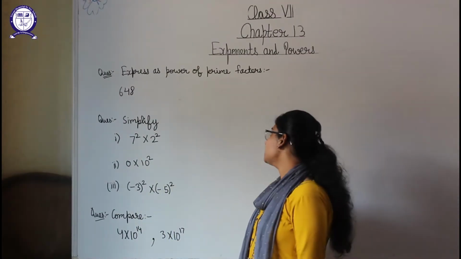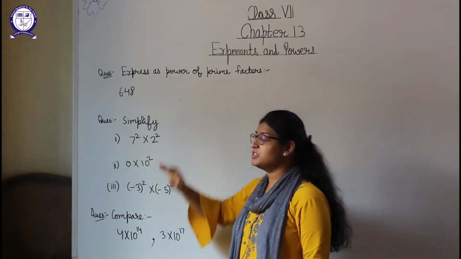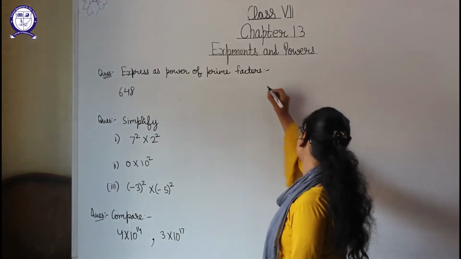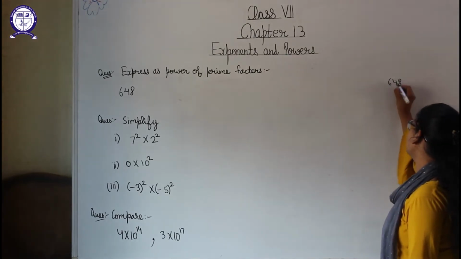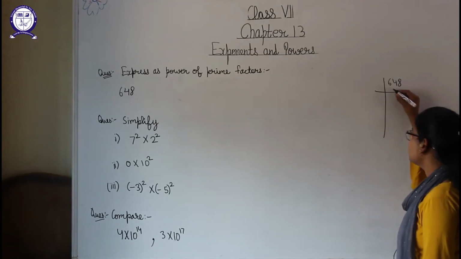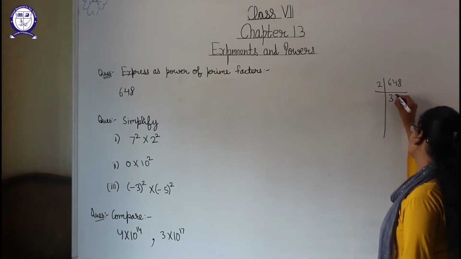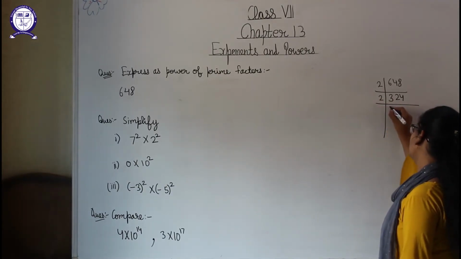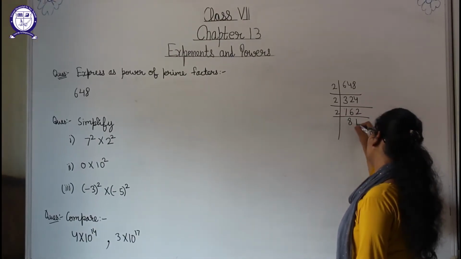So students, our next question is to express as a power of prime factors. Prime factors means first of all we will find the prime factors of 648. As it is an even number, we can divide it by 2. 2 threes are 6, 2 twos are 4, and 2 fours are 8. Then again we can divide by 2: 2 ones are 2, 2 sixes are 12, and 2 twos are 4. Then again 2: 2 eights and 2 ones.